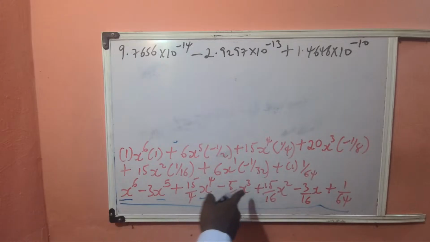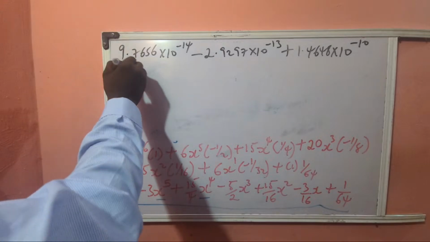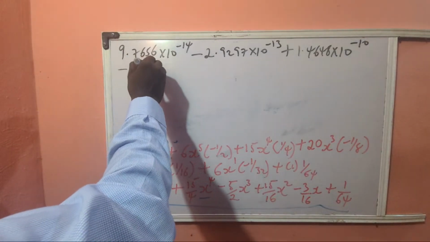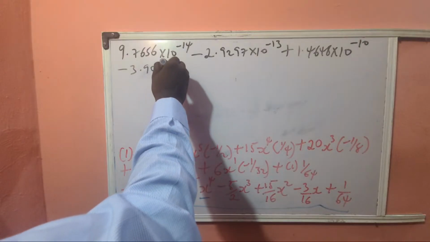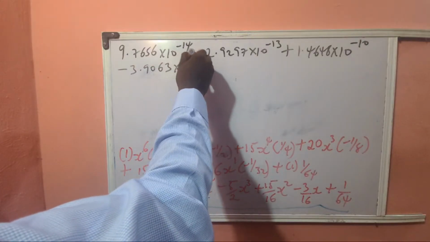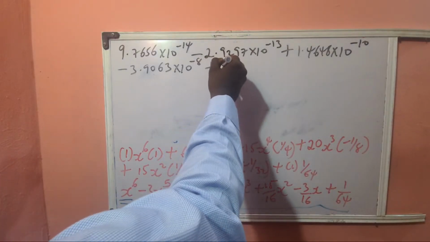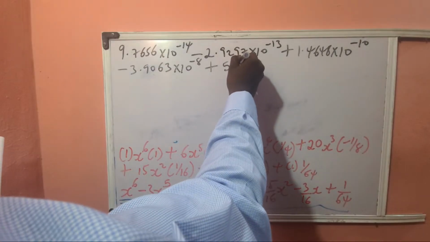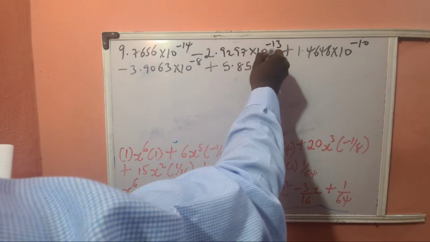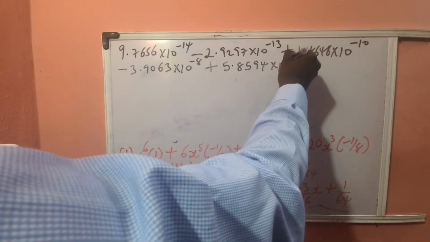If you do the next one, x raised to the power 3, put in x as 1 over 400, and after getting your value, multiply it with 5 over 2. You'll be getting minus 3.9063 times 10 raised to the power minus 8. You put in the next one, that's for x raised to the power 2, then multiply the answer times 15 over 16. You get a value of 5.8594 times 10 raised to the power minus 6.